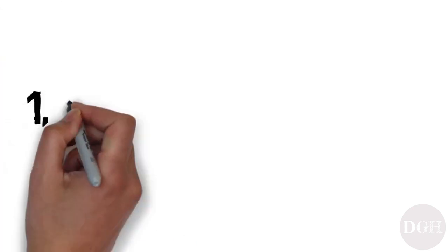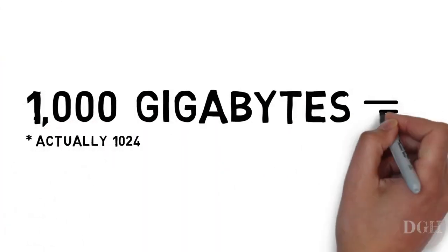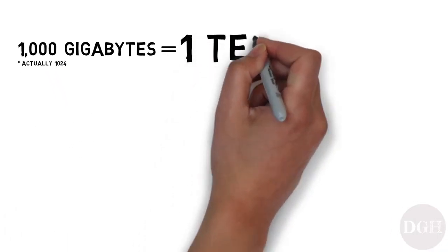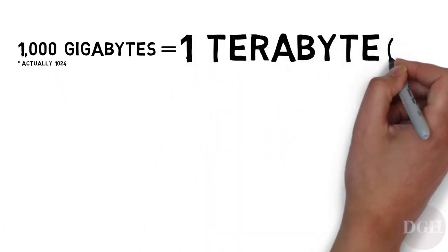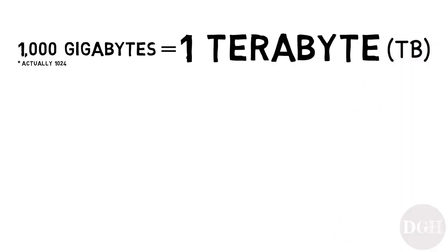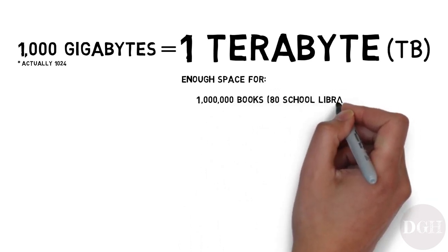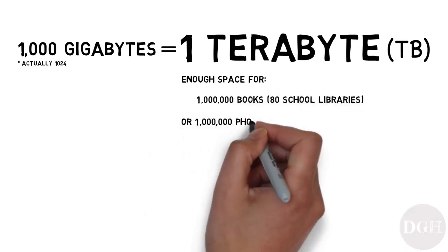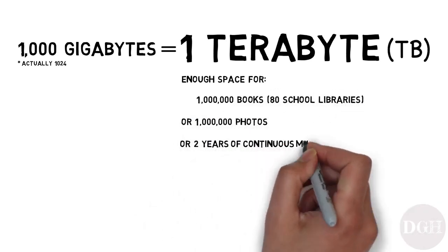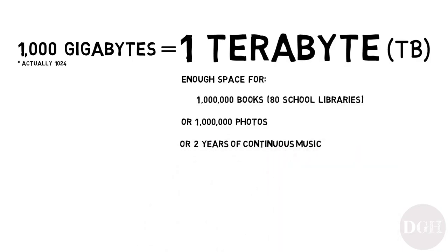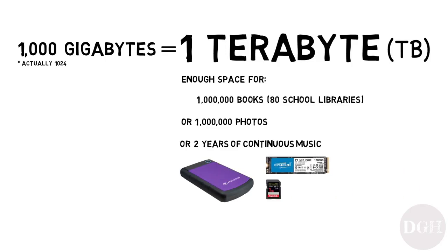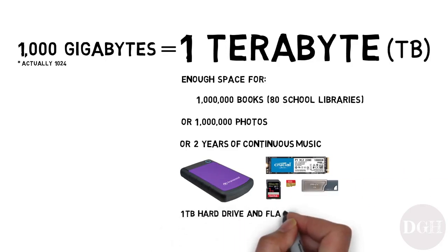So now, what's it called when you have 1,000 gigabytes? 1,000 gigabytes is called a terabyte, abbreviated as capital TB. A terabyte is enough space to hold about 1,000,000 books, which is around 80 school libraries, or 1,000,000 photos, or 2 years of continuous music. Nowadays, a terabyte of storage is readily available as a hard drive, solid-state drive, or even SD or micro SD card.